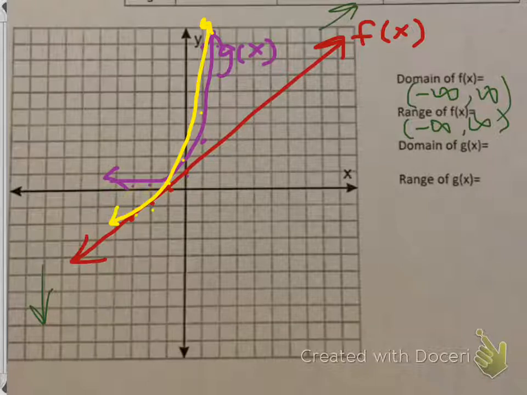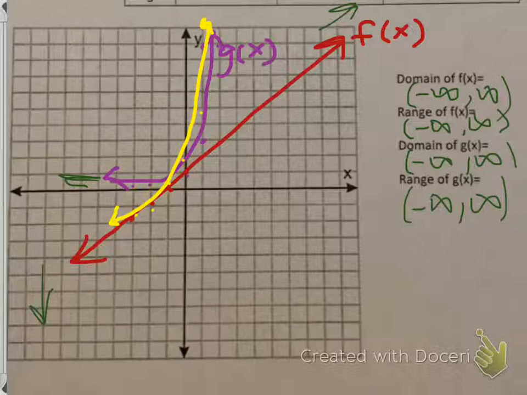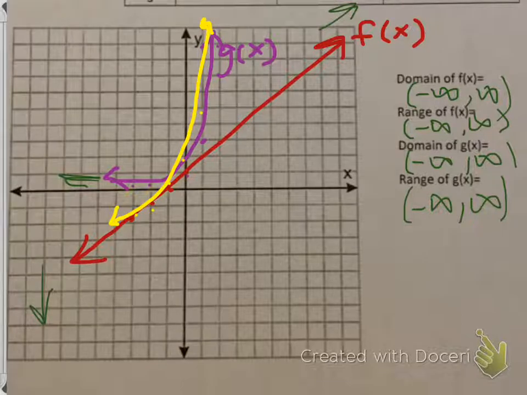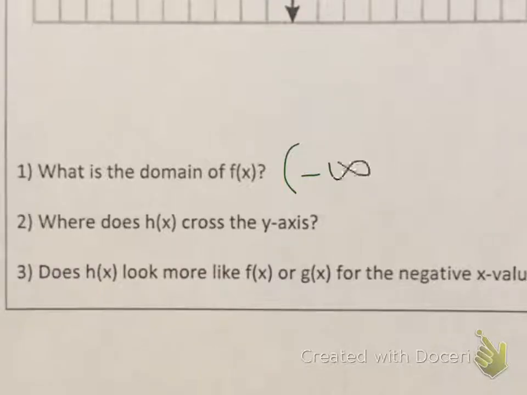Then it says the domain of g of x. Again, going forever this direction, left, and forever to the right. So still -infinity to infinity. The range from bottom to top on the purple graph is still going to be the same thing. So -infinity to infinity. So these last three questions are still looking at this graph. I just am on a different page again. Oh, it says, what is the domain of f of x? We already actually answered the domain of f of x. It was -infinity to infinity, but we'll write it here again just because.